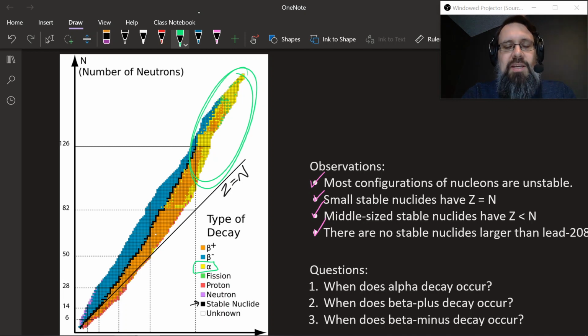And the reason why is because the bigger the nucleus gets, the less the strong force is able to exert its influence on the nucleus because of its short range. And eventually the electromagnetic force ends up winning and just rips apart every large nucleus eventually.